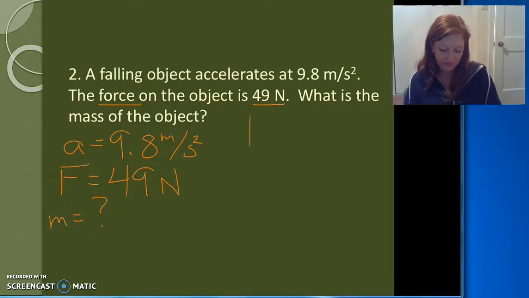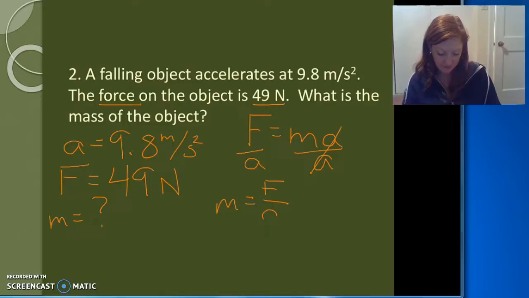So we have our formula with all three of these variables. Our two givens and our unknown. Force equals mass times acceleration. And we want to get mass by itself in this case. So we're just going to divide both sides by acceleration so that it cancels out on the right. And we're left that mass is by itself. And mass is equal to force over acceleration.